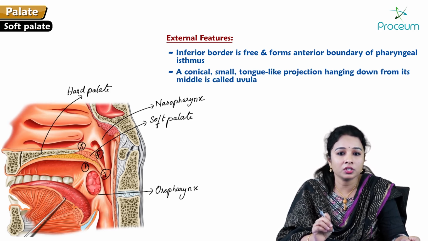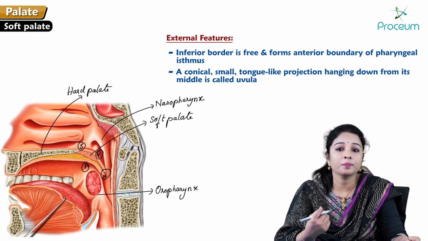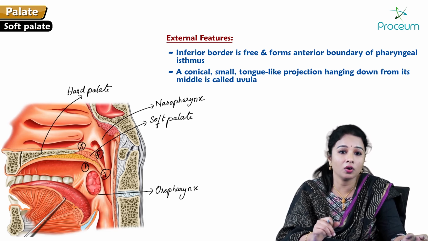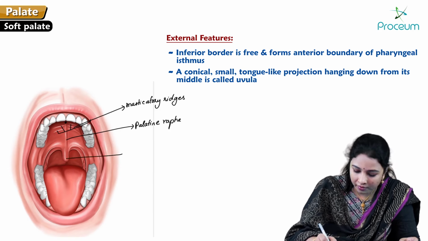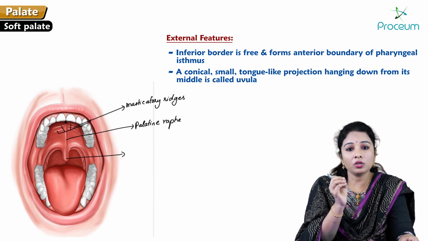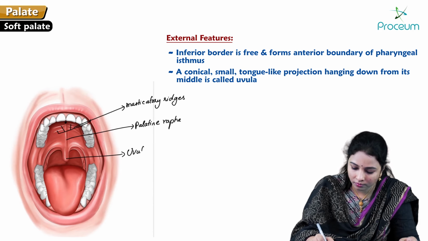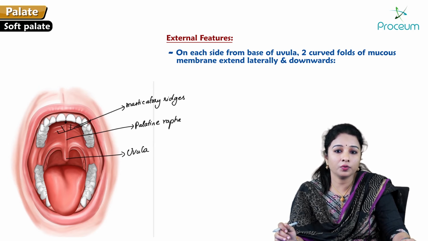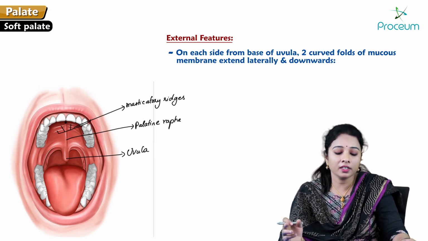So, inferior border is free border which forms a boundary of oropharyngeal isthmus, and it is like a small conical projection which appears to be like a small tongue-like projection hanging down from its middle into the oral cavity called as uvula. So, we can see the inferior border which is in the midline forms a tongue-like projection, small conical projection which is called as uvula. And on each side from the base of the uvula, two curved folds of mucous membrane extend laterally and downwards.